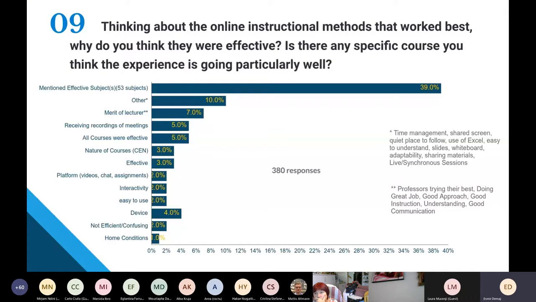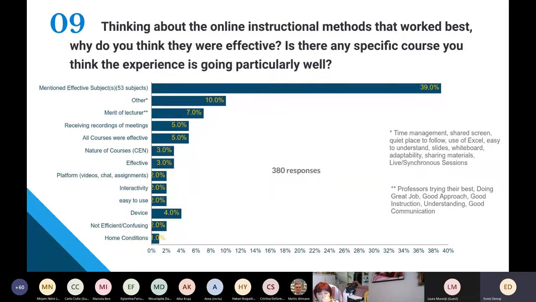Thinking about the online instructional methods that work best, why do you think they were effective? So we wanted to know what was most important for our students that would make a method work properly for them. And then we also wanted them, if they had a specific course, to depict that this is the best course that worked well and we could take that course as a best practice. And the majority of them actually did mention one course, and in total 53 courses were mentioned as working properly.